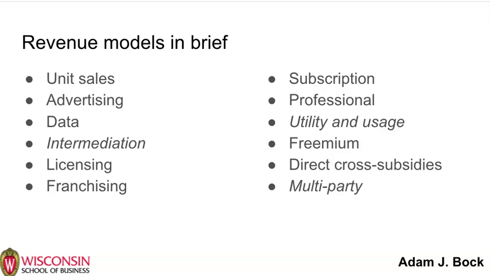Your textbook walks through a variety of revenue models, everything from unit sales and advertising, intermediation, which is the process of operating between different parties such that those parties get what they want and you get a piece of the transaction. Subscription models, which you're probably very familiar with. Utility and usage models, those may not sound familiar, but actually they're very common. You might recognize them from things like utility bills, but they could also be data services, depending on how much data you use. Freemium and cross-subsidy models and multi-party models.